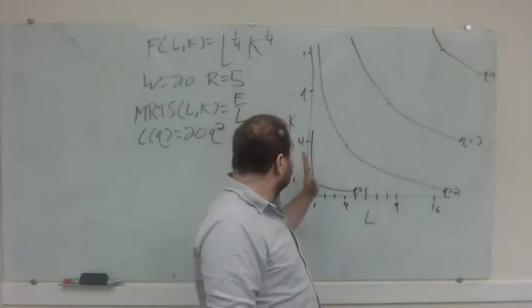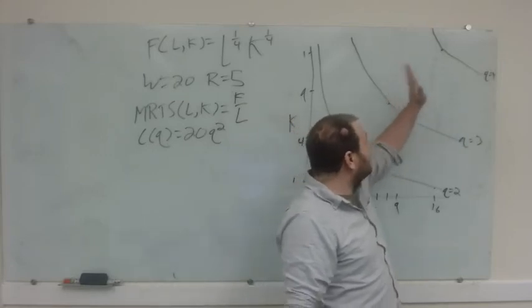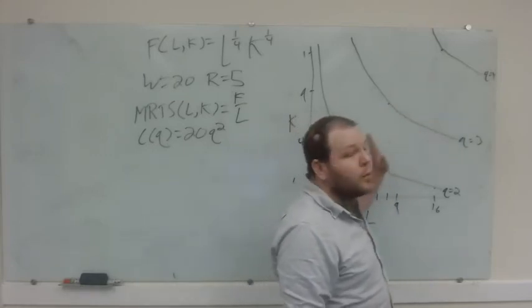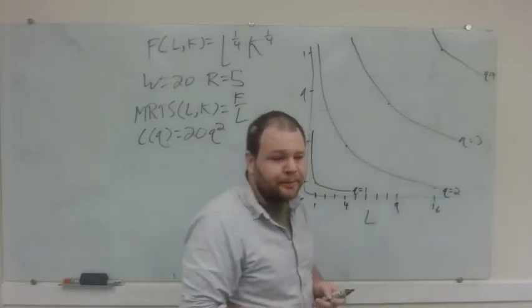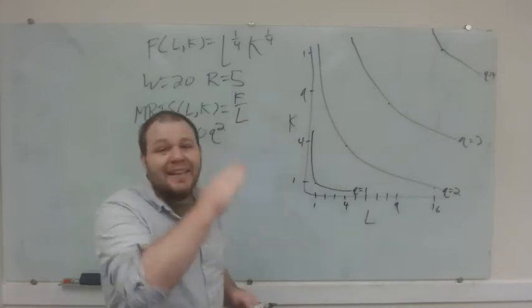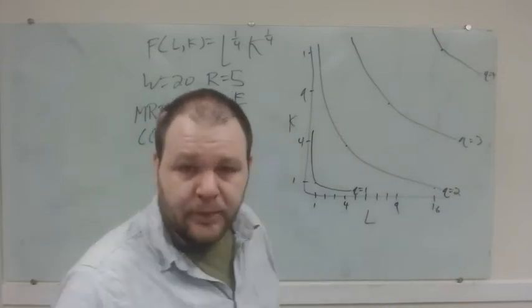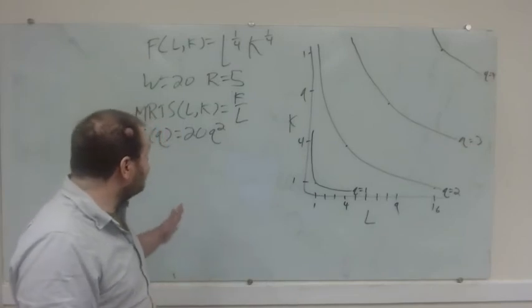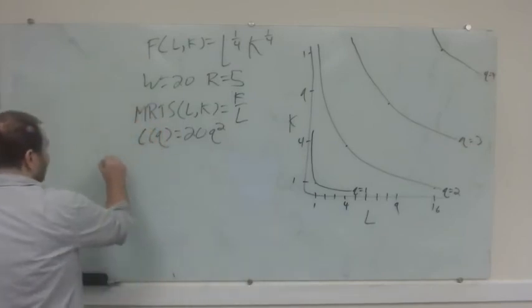As a result, isoquants that represent the same increase in production are going to get more and more distant from each other. Whereas before they would have been exactly the same distance apart. So we're going to call this whole set of circumstances decreasing returns to scale.